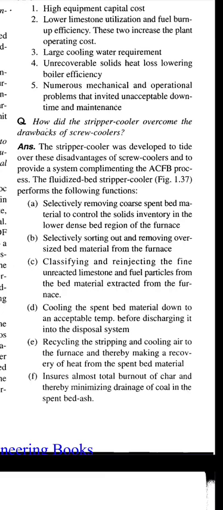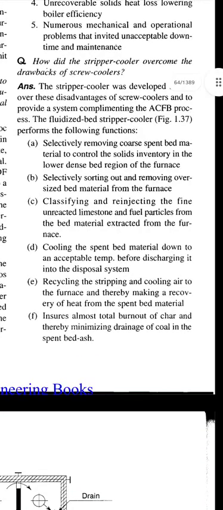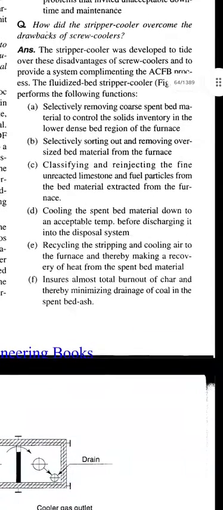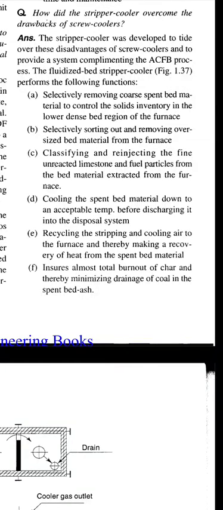classifying and re-injecting the fine unreacted limestone and fuel particles from the bed material extracted from the furnace, cooling the spent bed material down to an acceptable temperature before discharging it into the disposal system, recycling the stripping and cooling air to the furnace and thereby making a recovery of heat from the spent bed material, and ensuring almost total burnout of char, thereby minimizing carbon drainage of coal in the spent bed ash.